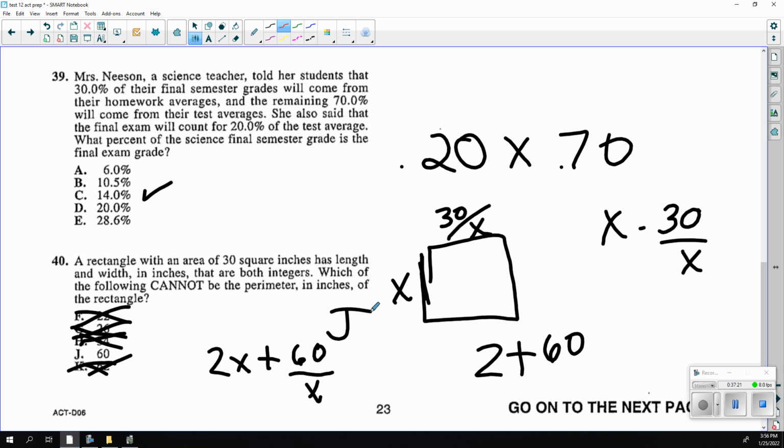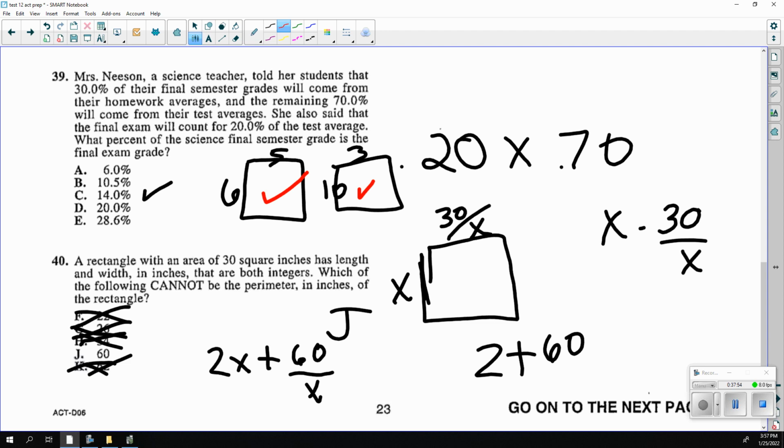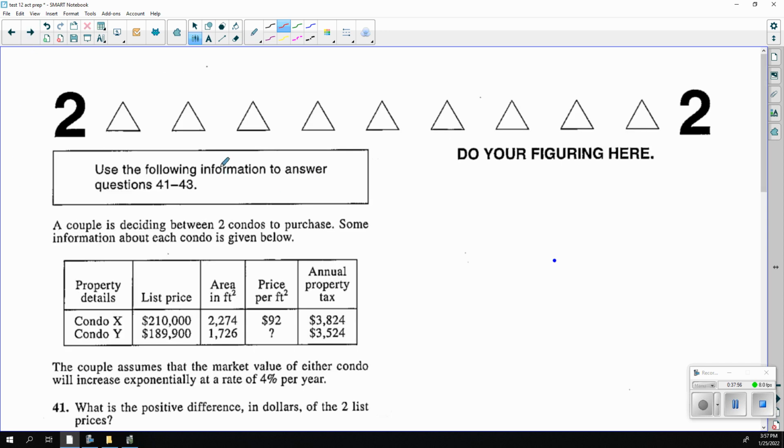Tricky question there. You could have also plugged and chugged different intervals. So 6 and 5 is the one I thought of. 6 plus 5 would give you 11, 22 for the perimeter, so that's no good. And then kept trying. 3 and 10 would give you 30, and that would give you 26, and so forth. That might have been a better way than this crazy algebra way I did.